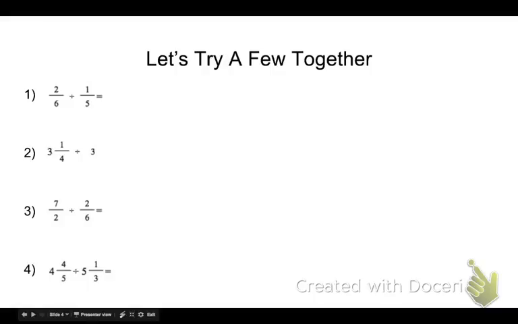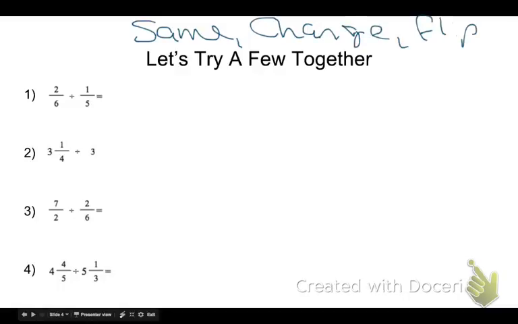All right, let's get started. Let's try a few of these together. Again, you are going to do same, change, flip when you see a division of fractions. So for number 1, I'm going to keep the first fraction the same. I'm going to change my sign, and I'm going to flip the second fraction.